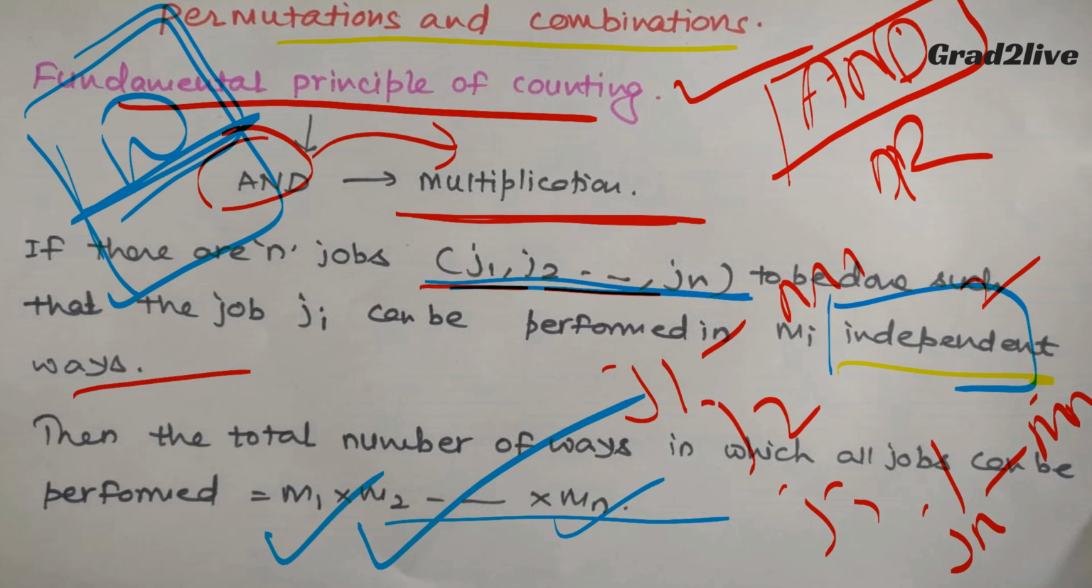And what are these m1, m2? These are all the independent ways in which the sub jobs of the entire work w, that is j1, j2, j3 and so on up to jn, can be performed, right? And we will see this with the help of a question. This will become very clear to you.